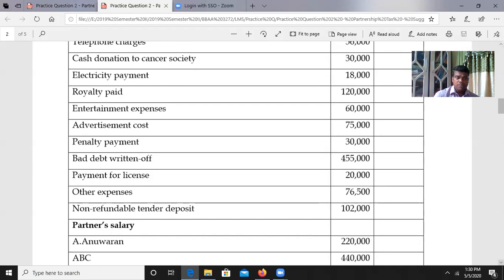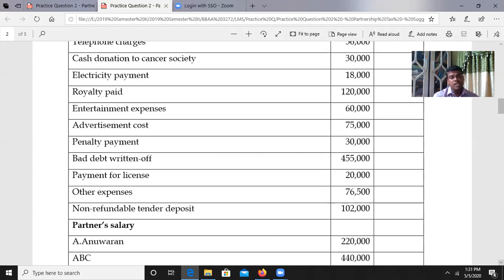Payment for license can be allowed. Other expenses can be allowed in financial accounting and taxation. Non-refundable tender deposit cannot be allowed in the taxation. So that amount should be added with the accounting profit. If there is any refundable tender deposit, that can be allowed as expenses. When we are receiving it again, that amount should be included as an income. So refundable tender deposit can be allowed.